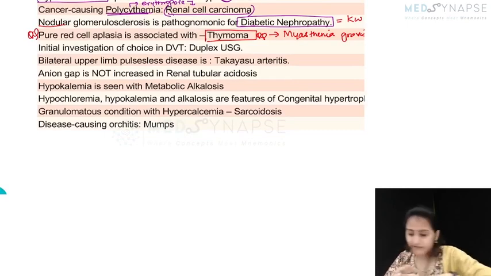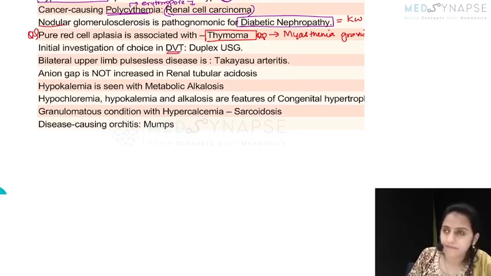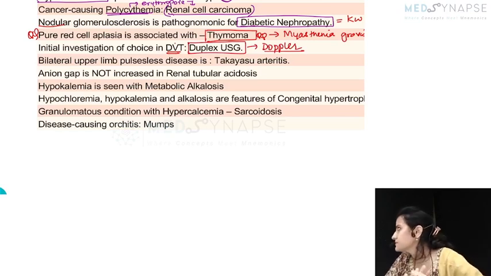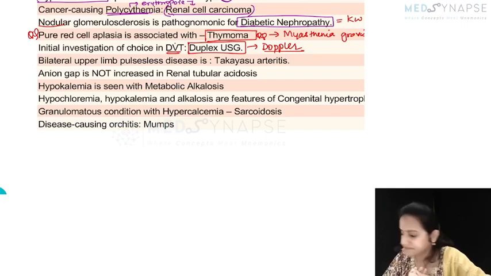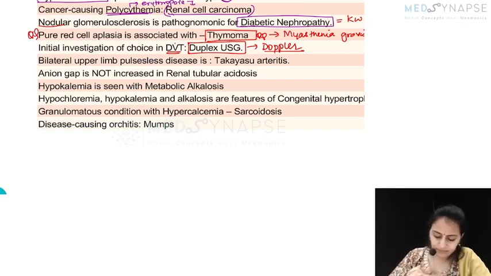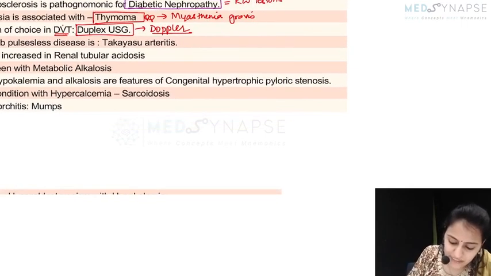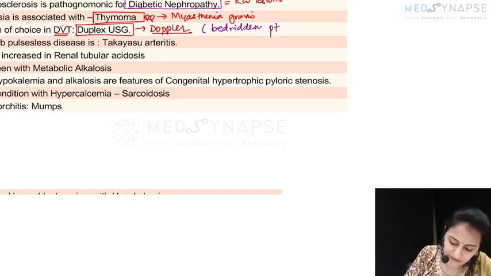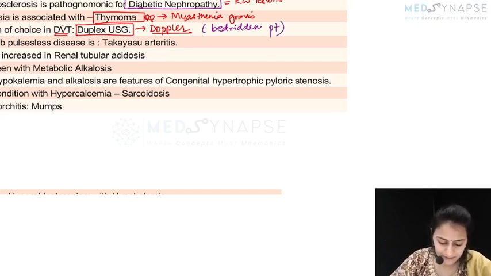What is the initial investigation of choice in DVT? Deep vein thrombosis. You want to see the thrombus in the vein, you will do the USG, duplex USG. That's basically a Doppler, right? It's a Doppler. And what is the history in DVT? Who develops DVT? Bedridden, immobilized patient, right? So the history will be of a bedridden patient.